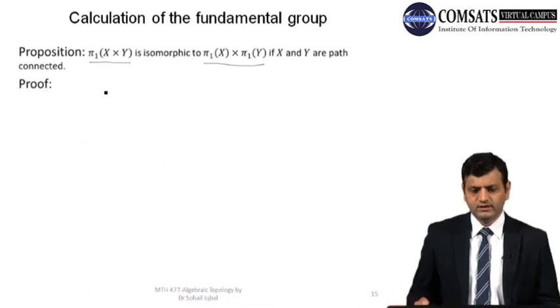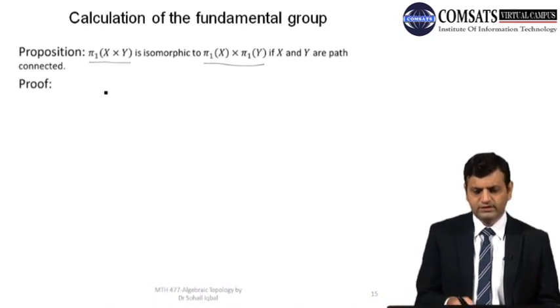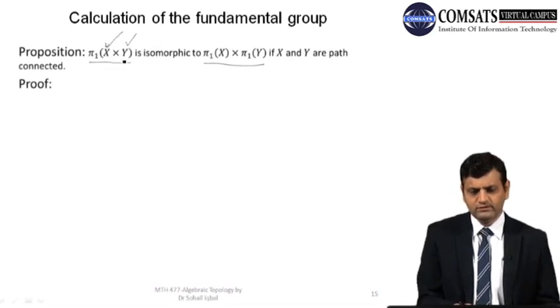So our next proposition is where we are going to use our previous discussion of projections. It says that if we have two topological spaces, then pi 1 of X cross Y is isomorphic to pi 1 of X cross pi 1 of Y if X and Y are path connected.